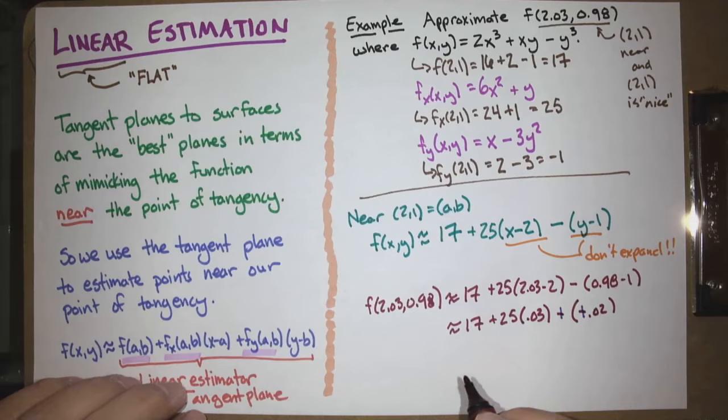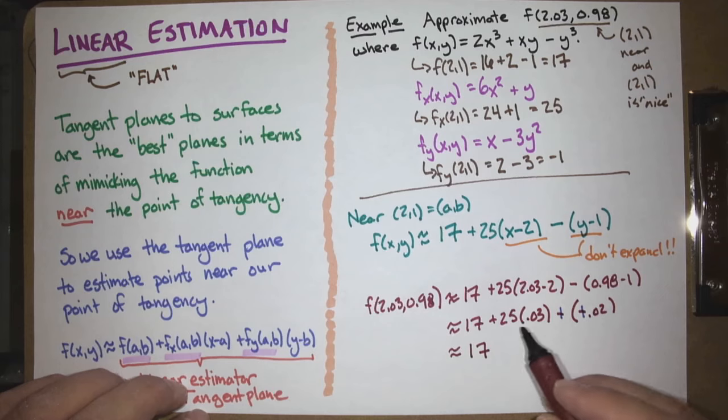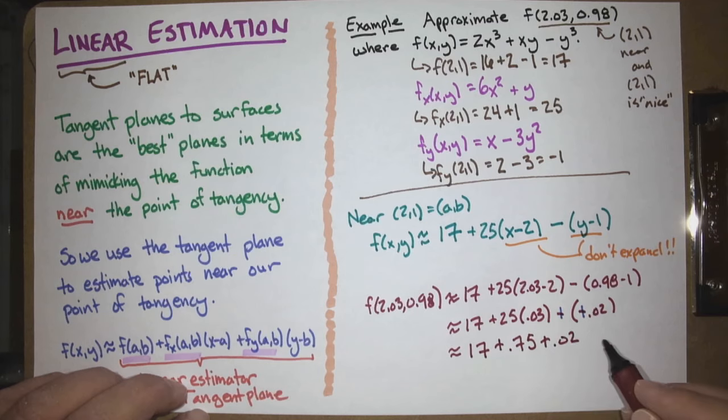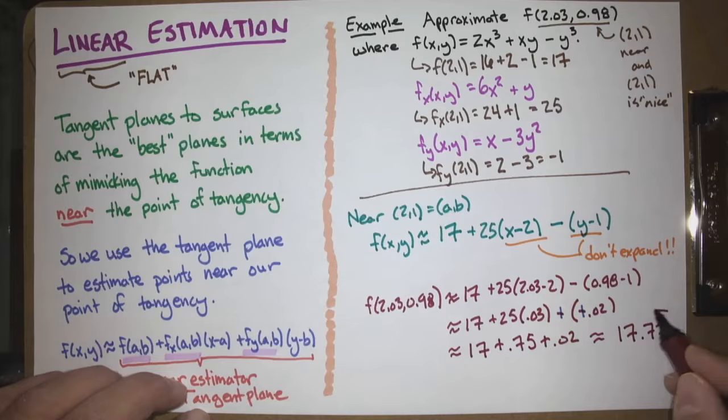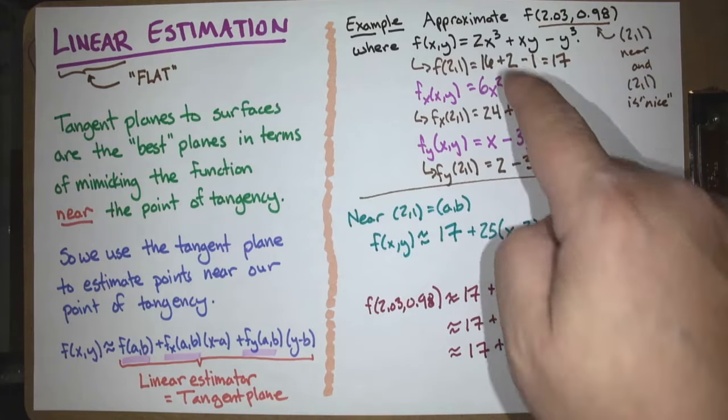25 times 0.03. Think about 25 times 3. 75. Then just make sure you have the decimal in the right place. So what is it? 0.75 and 0.02. And so we end up with our approximation is 17.77. Is the answer 17.77 exactly for the function? No. But it's not bad. I don't know the exact value, but our goal wasn't to get the exact value. Our goal was to approximate.